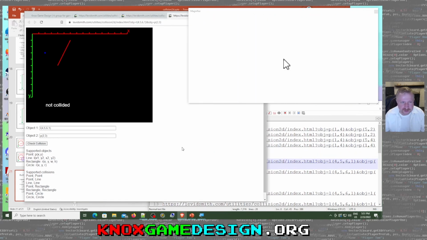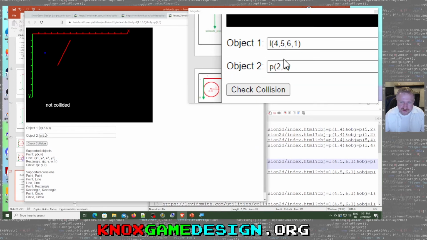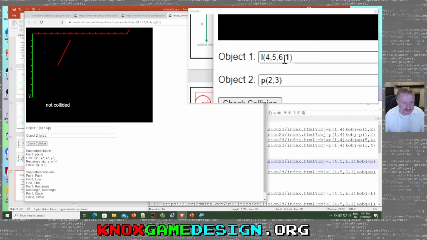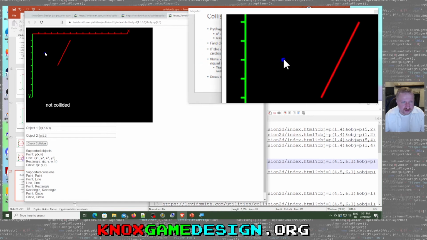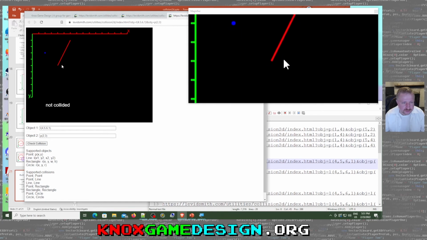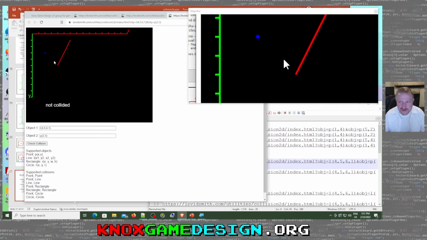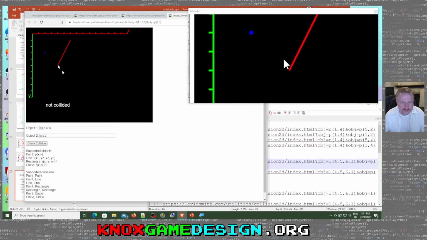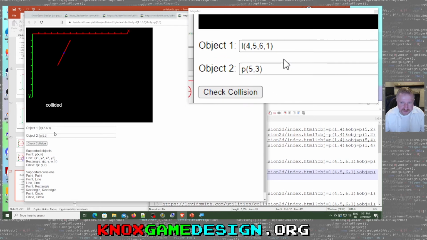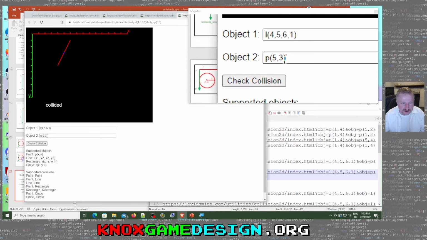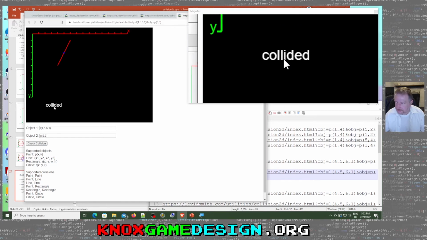So these are basically the same examples that I just went through earlier. So here's an example of first object is a line 4, 5 to 6, 1, and the point is 2, 3. So we got it right here. Here's our 2, 3 for the point, and the 4, 5 to 6, 1. So you can see these don't collide at all. But if you look at this one right here, this is the same example from the presentation slide. We've got 4, 5, 6, 1 and a point of 5, 3. So you can see it's right there on the line, and it does collide.